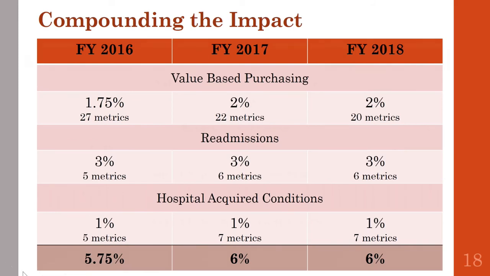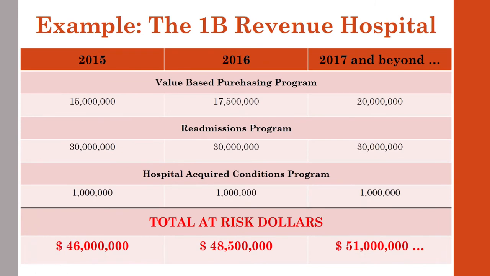But the real story here is what this means in dollars. And so this is just an example of a $1 billion revenue hospital and what it could mean to the bottom dollar to have all these programs at risk, should you not perform to the standard that keeps you from getting a penalty. And you can kind of see what this looks like. The withholding amount is staying at the 6% through 2021. And so at least this many dollars will be at risk from here for the next several years.